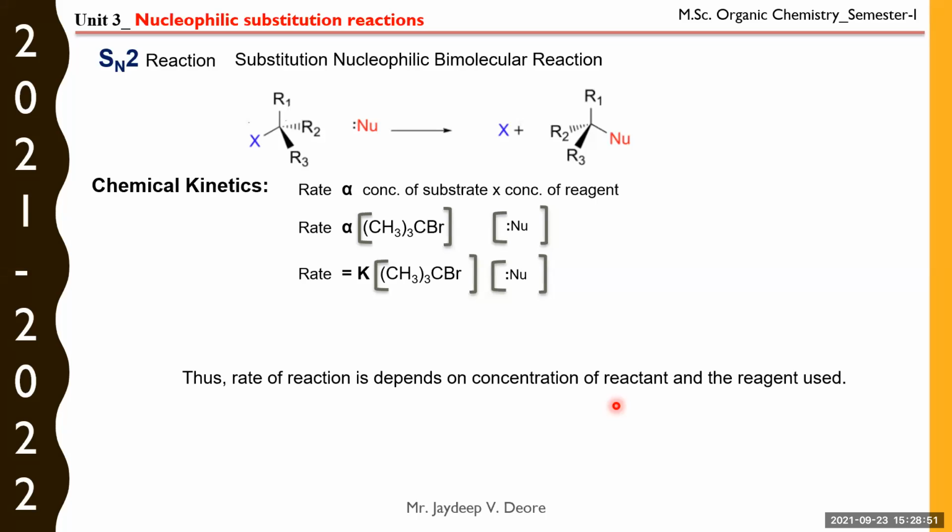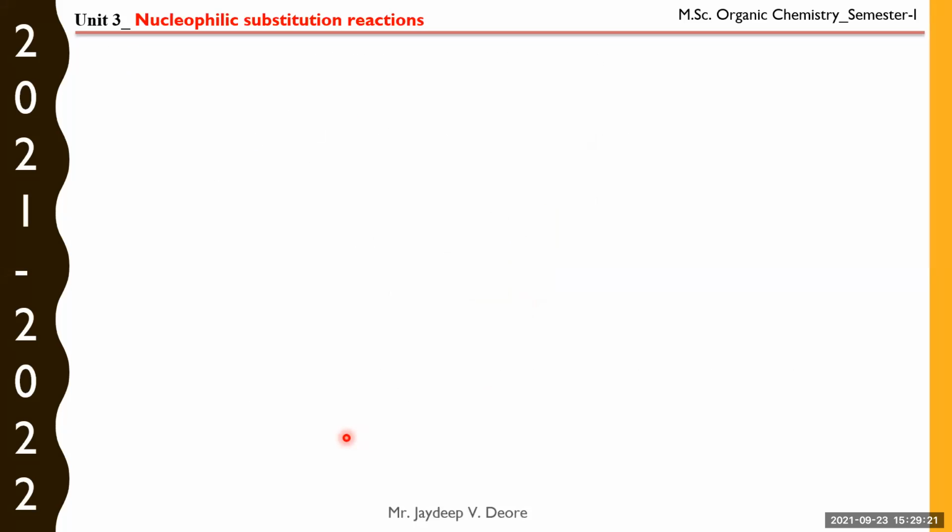Hence, in the slow step, there are two species involved, right? So it means the reaction is bimolecular. In the previous case, while in the case of SN1 reaction, in the slow step, only the concentration of reactant is involved, only one species. That's why it is unimolecular. Here, in the slow step, the concentration of reactant as well as reagent is going to be involved. So it means two species are involved, so we can call it bimolecular.